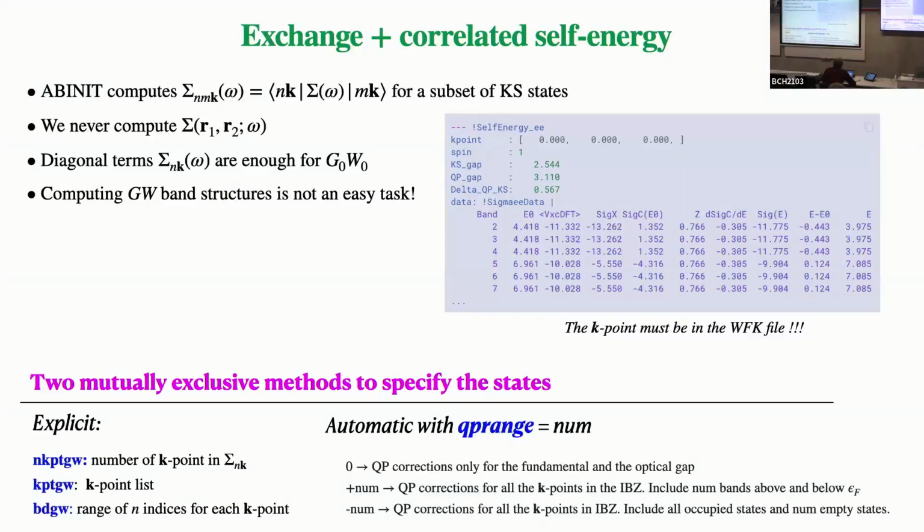As concerns the selection of the k-points, you can select them explicitly in terms of these three variables that define the number of k-points that you want to include in the computation of sigma, and then the list of bands. Or you can let Abinit decide these parameters automatically, and usually we set QP range to 0 because we are mainly interested in the correction for the fundamental and the optical gap. So this is very handy if you don't want to specify all these parameters manually in the input file.